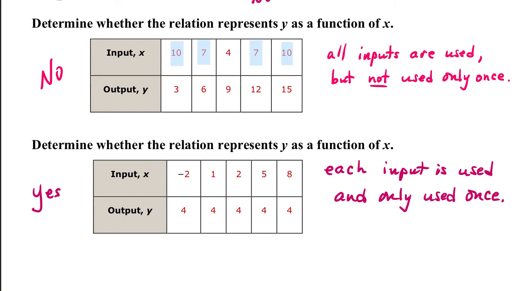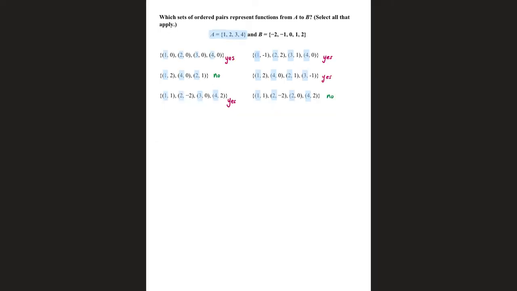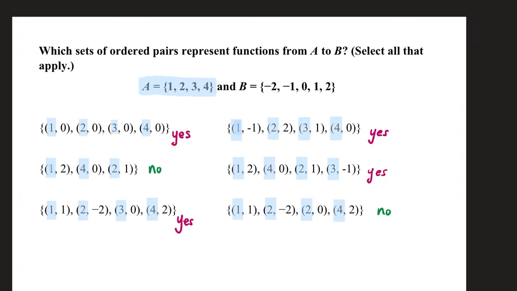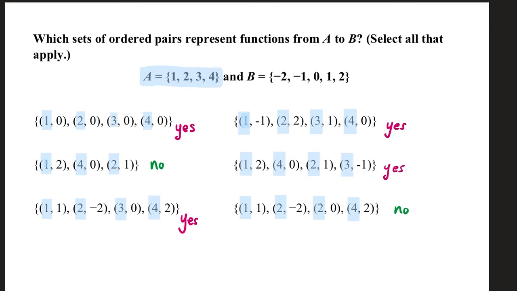In the table below, all of our inputs are paired with outputs, and they're only used once. So this bottom table is a relation that represents y as a function of x. And finally, we can be given two sets of numbers, creating lists of ordered pairs. And so in your homework, you'll have a question very similar to this one. Which sets of ordered pairs represent functions from A to B? A would be your input, B is your output.